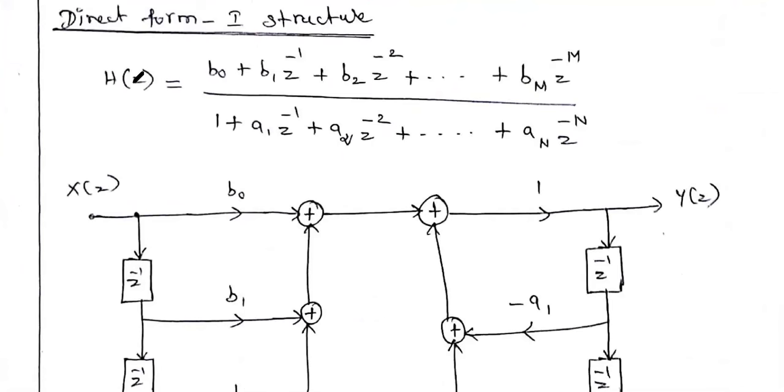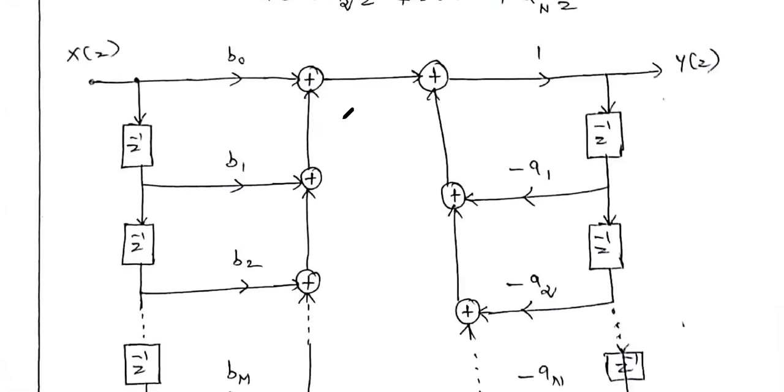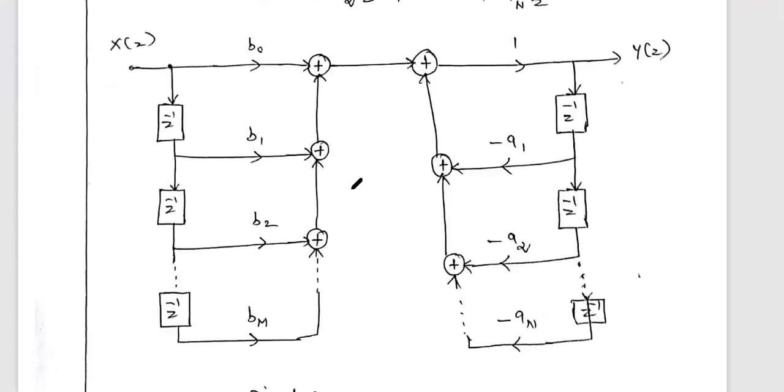Now we are going to realize the direct form 1 structure. In order to realize it, first take the transfer function. For an nth order IIR system, write H of z equal to b0 plus b1 Z inverse plus b2 Z power minus 2 divided by 1 plus a1 Z inverse plus the remaining terms. If this is the transfer function of an IIR system, then the direct form 1 structure is this one, so just remember this.